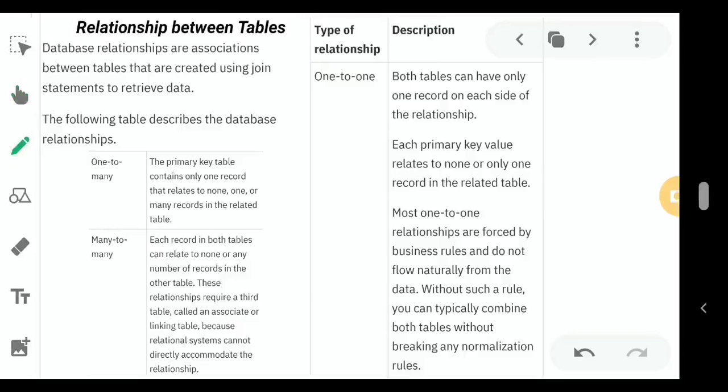One-to-one relationship is also shown in this way. One-to-one relationship means that suppose in a school a student may register for a higher secondary examination. So each student is given a unique registration number.